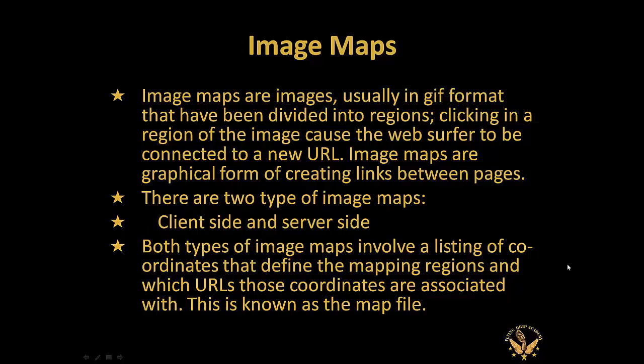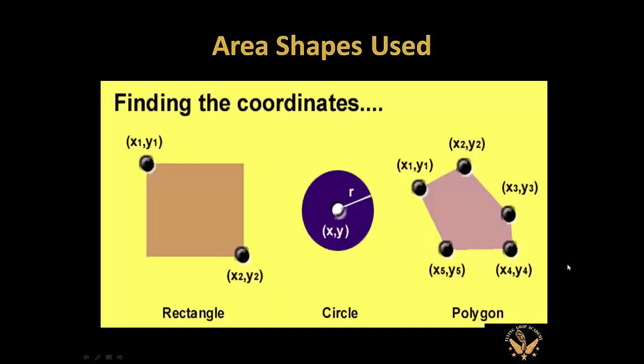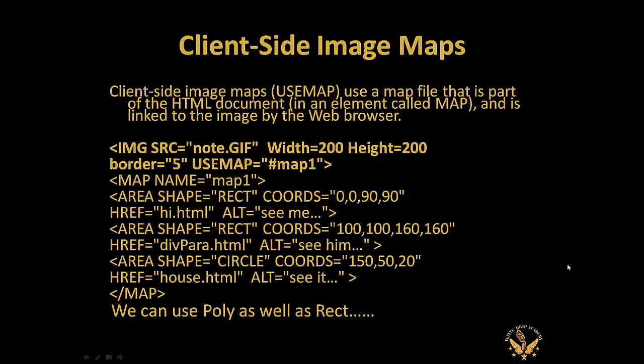Next one, image maps. Image maps are similar to Google Maps. If you are clicking some region of your Google map, it is going to show something else. Like that, by using an image map, an image can be divided into regions. If you are clicking that one, it is going to open some other hyperlink or some other website. These are navigated by using URLs. For example, image maps have coordinates like x1 y1 and x2 y2. Similarly, we have different shapes, rectangle, circle, polygon, triangle and some other shapes which you can use.